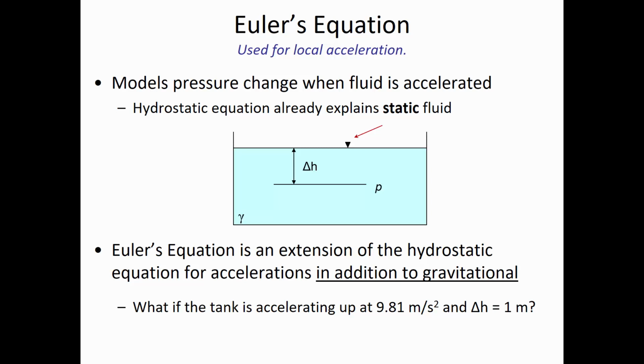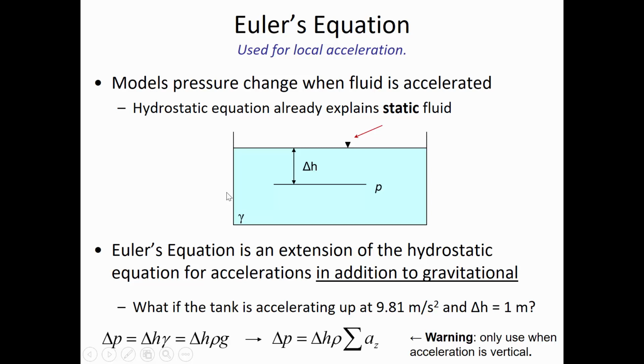But what if the tank is being accelerated upwards? Like maybe this tank is in an elevator, and the elevator is gaining speed. It's moving up and it's accelerating. So the idea is there's going to be even more pressure at a depth of 1 meter than there otherwise would have been if it was stationary, because the fluid is experiencing gravity and also some additional acceleration on top of it. This equation is kind of a simplified version of Euler's equation that you can only use if the acceleration is vertical. You can't use it in other circumstances if the acceleration is sideways, for instance.